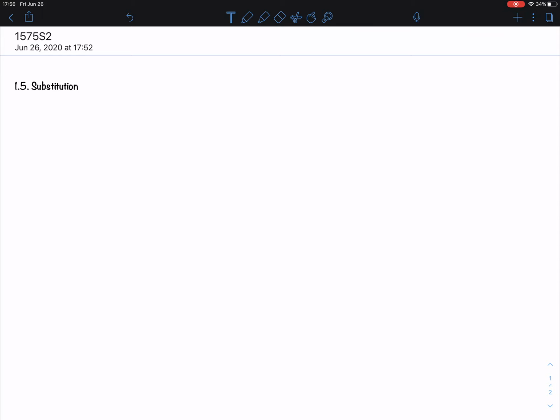And the first method is called substitution. There's a chapter 3 which is called methods of integration, but this is already in chapter 1. And it's a very important one. It's one that we're going to use very much. So it's basically the first go-to way of solving integrals. Now, where does it come from?